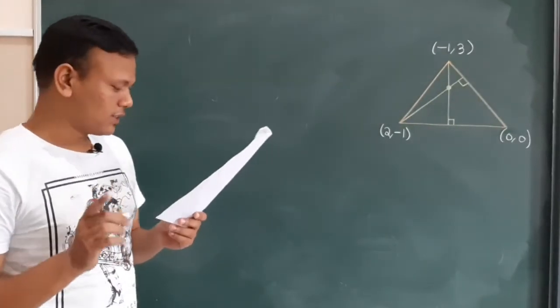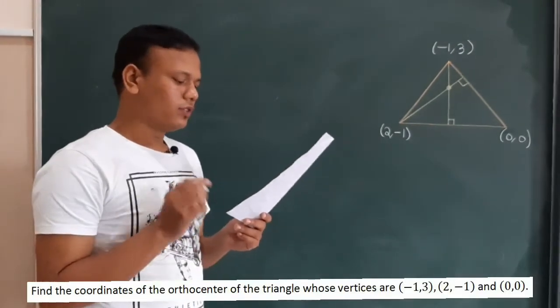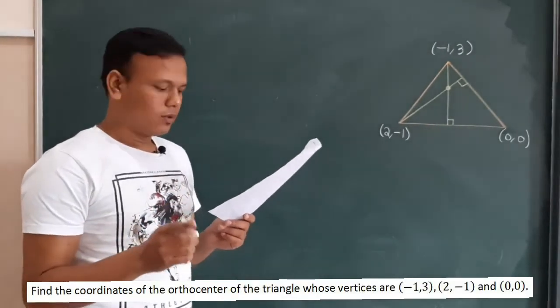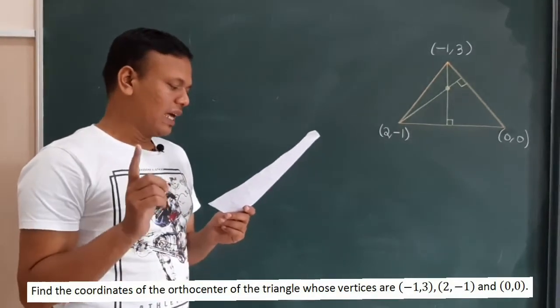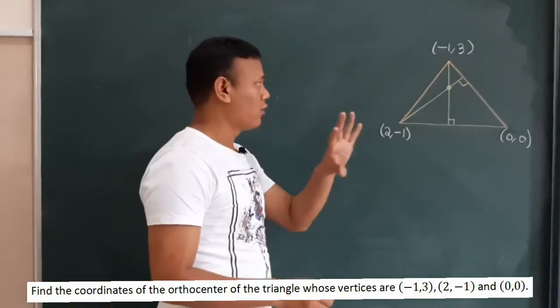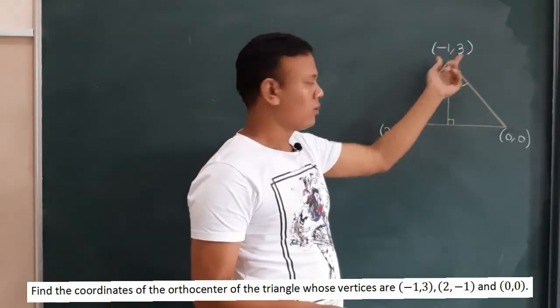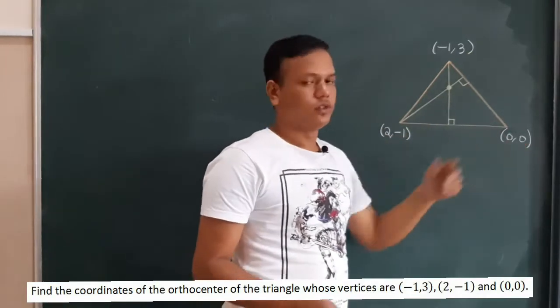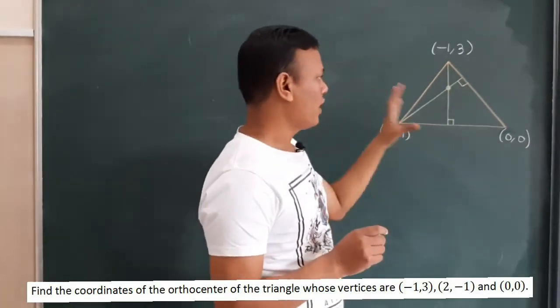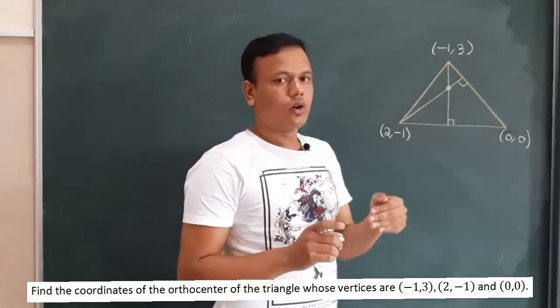Now question 36 says, find the coordinates of the orthocenter of the triangle whose vertices are (-3, 1), (2, -1) and (0, 0). So I have already explained to you about orthocenter, and I have already drawn the diagram for you. There is a triangle whose vertices are (-3, 1), (2, -1) and (0, 0).